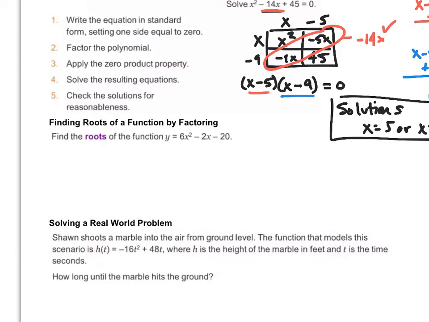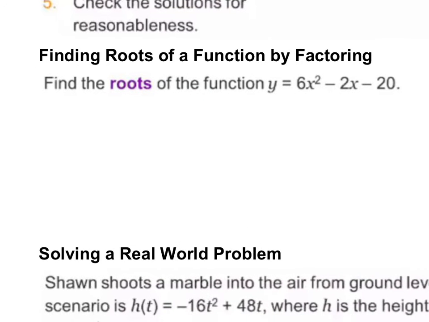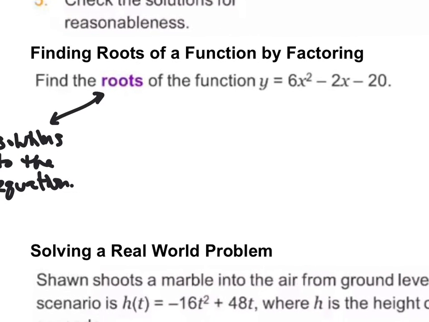Okay, so it says find the roots of the function by factoring. Okay, so when it says find the roots, a root is the solutions. Okay, these are the solutions to the equation. Okay, so same thing as a solution. Okay, and let's do this.